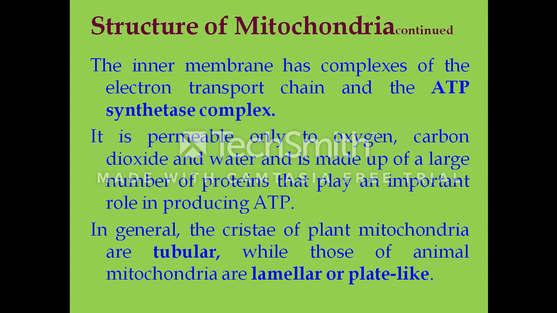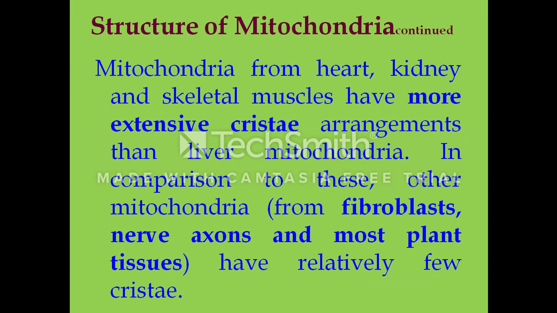In general, cristae of plant mitochondria are tubular, while that of animal mitochondria are lamellar or plate-like. Mitochondria from heart, kidney and skeletal muscles have more extensive cristae arrangements than liver mitochondria. In comparison to these, other mitochondria from fibroblast, nerve axons and most plant tissues have relatively few cristae.